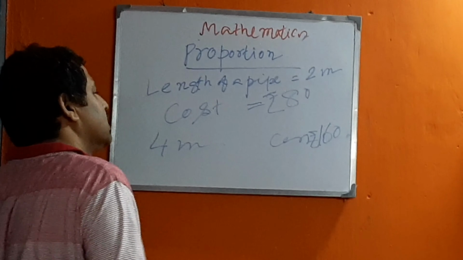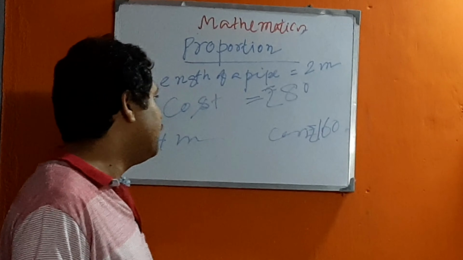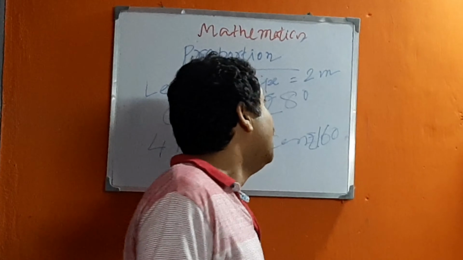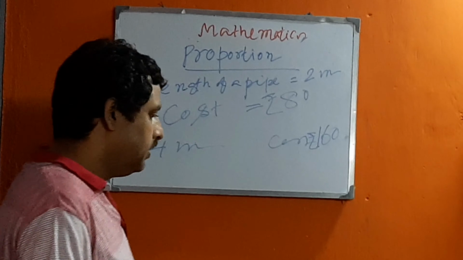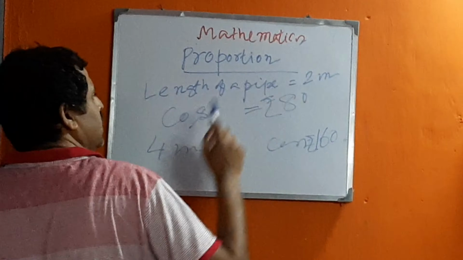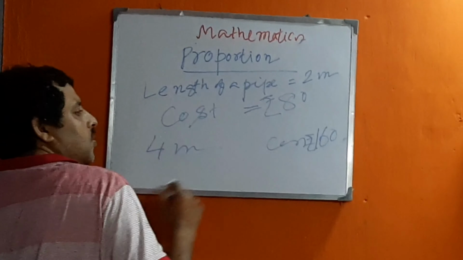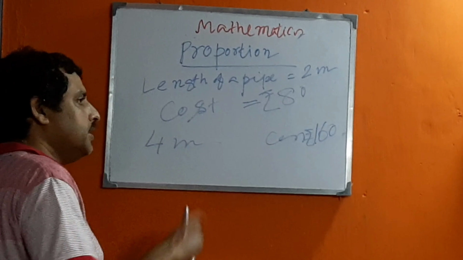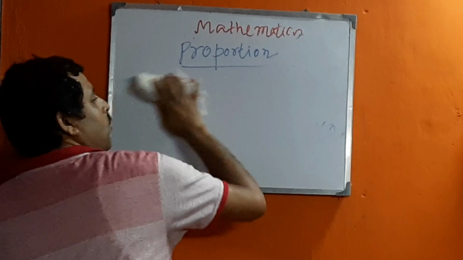That means when length increases, the cost also increases accordingly. And suppose if the length is increasing but the cost is decreasing, we say it is inverse proportion. Here are 2 ratios: length 2 meter, cost ₹80; for another pipe, length 4 meter, cost ₹160. These 2 ratios written in this form are also known as proportion.